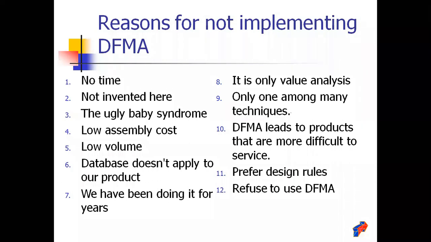Next one, 10th one, DFMA leads to products that are difficult to service. Here it means, for example, instead of using many parts, some might merge the parts with one another. So while servicing it, it might be difficult to disassemble. By merging two parts, it is always easier to assemble. But when it is time for service, you have to disassemble the part and then service it. So at that time, it will be more difficult to disassemble it.